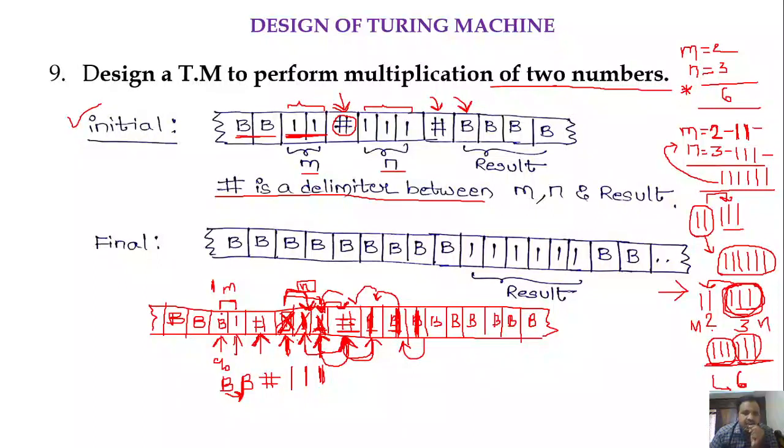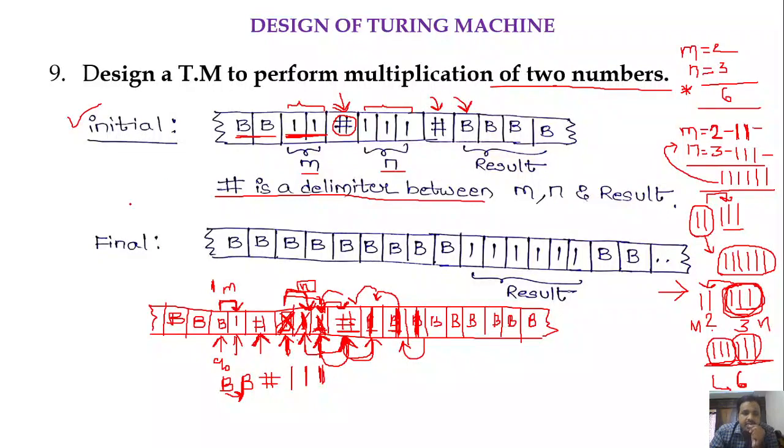So first thing is that we have to take each one which is there in m. For that one, we have to copy the entire n ones into the result portion. So while copying the ones which are there in n, we have to mark them or replace them with an x. Once we complete the copying of all ones in n, we have to come back to the m portion of the input and select the next one for which the entire n again has to be copied. So this is the logic.